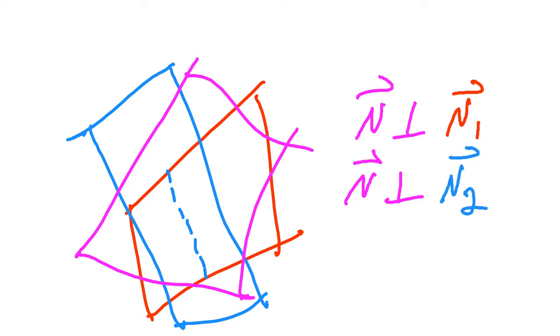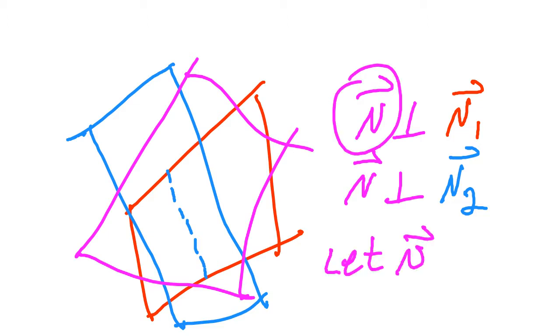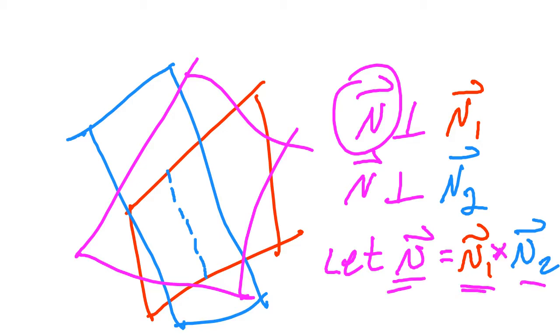But what I can do is let this one be given by the first normal vector cross the second normal vector, because this is going to be perpendicular to both this one and this one, because the cross product of these two is perpendicular to N1 and is perpendicular to N2, right?